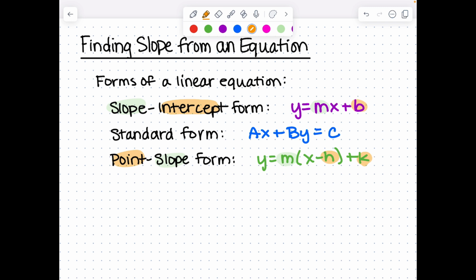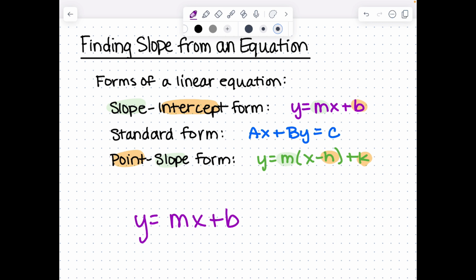So there is a video about the point slope form, specifically how to use it, how it's helpful. But for today, our easiest way to get an equation to the point where you can easily identify the slope is going to be from our friend slope-intercept form, the y equals mx plus b. So that's going to be our focus here.